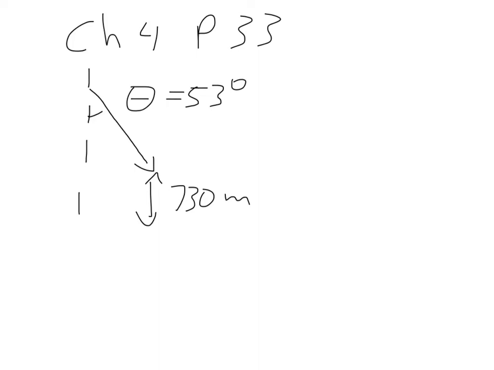This is Chapter 4, Problem 33. We have a plane diving with a constant speed at an angle of 53 degrees with the vertical, and it's going to release a projectile at an altitude of 730 meters. We know that the object is going to hit the ground 5 seconds after release.